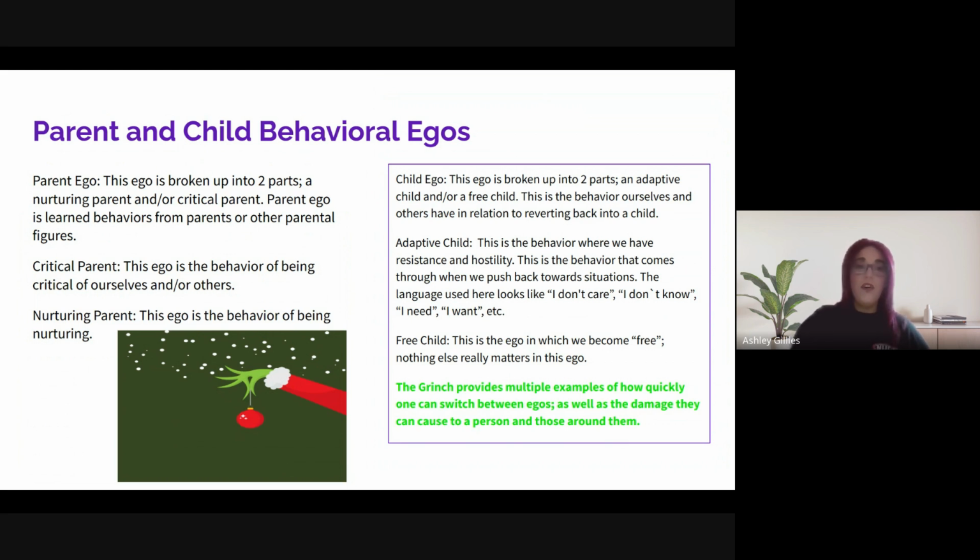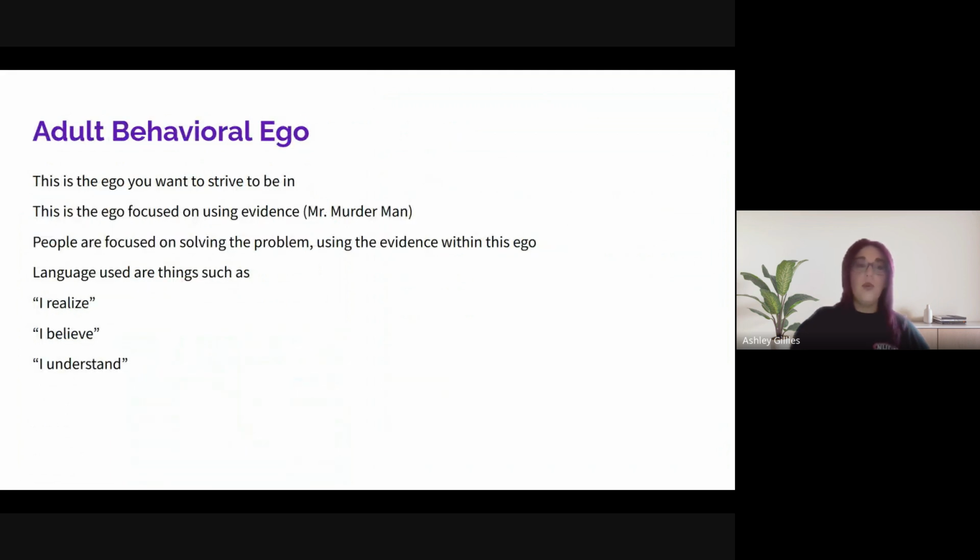Okay, so I hope you have a good grasp on that, because we're going to move on to the adult ego. This is a freestanding ego. This is not branched off into other parts. It's freestanding, and it's the ego you want to strive to be in. Okay, this ego is focused on the evidence, quote unquote, Mr. Murder Man. This is why you always do Mr. Murder Man first, to get the brain used to using and learning about the evidence.